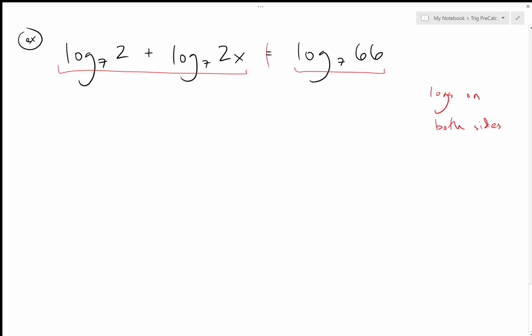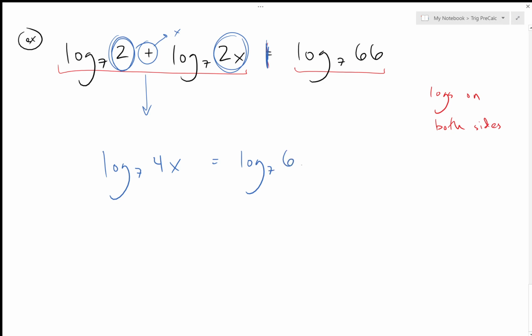But just as before, we can't have multiple logs on one side, so let's condense this down. It's an addition, which is going to become multiplication. So one log term, base 7, we're going to multiply the 2 and the 2x, and let's save some time, that's going to be a 4x equals log base 7 of 66. Now the good thing about when there's logs on both sides, if the logs are both the same, you remember the property that we use here? Those logs just cancel each other out.